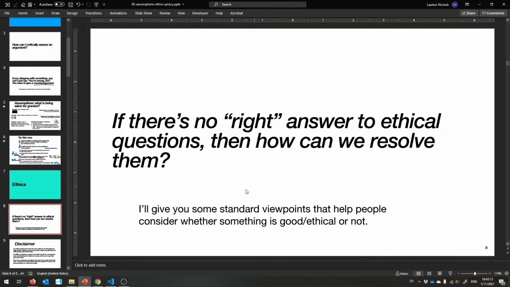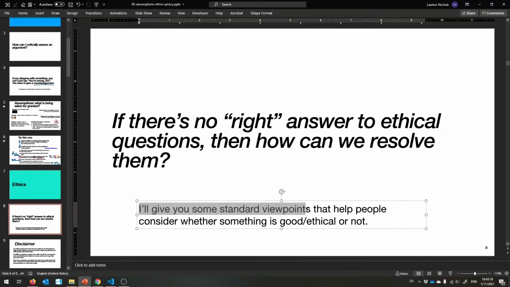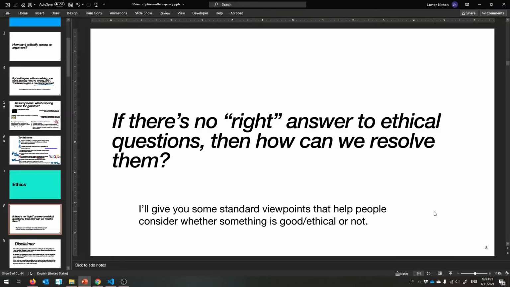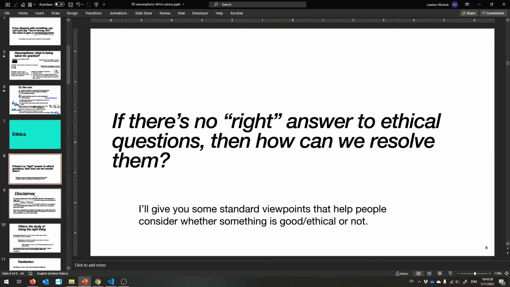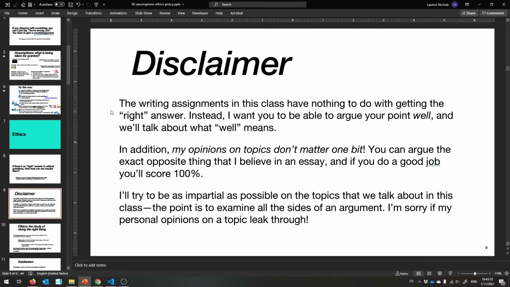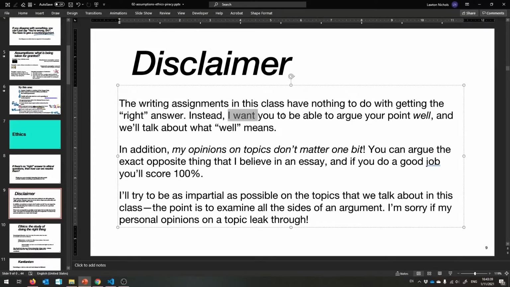So the answer is I'm going to give you some viewpoints or ways to look at or approach a problem or an argument and decide yourself whether it's good, whether it's ethical. So I do want to say right now, ahead of time, before you start your next essay, that there really is no right answer. And I, instead, want you to argue your point well. I don't care what you say, I just want to make sure that you actually back up what you're saying with logical things.